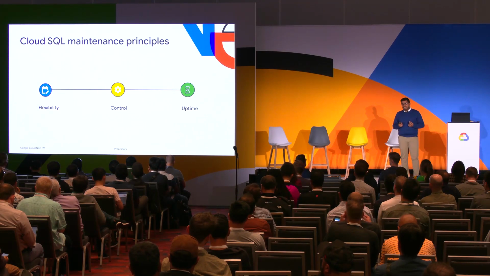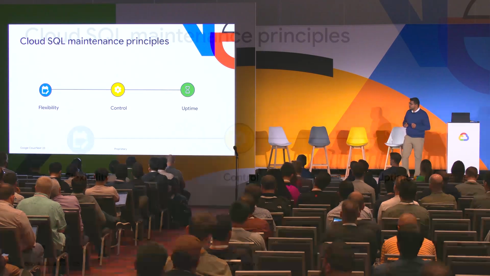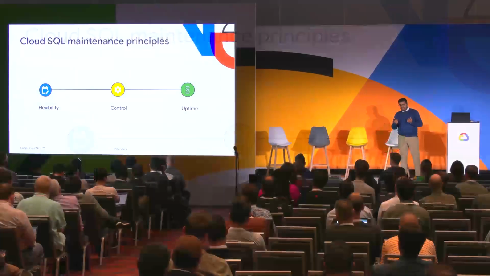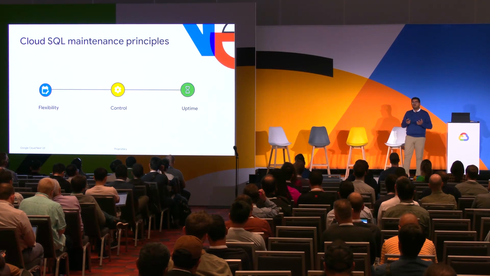Our maintenance experience is essentially guided by 3 different principles. The first is flexibility. Flexibility is essentially giving you the surface area that you can tweak to make sure that the maintenance happens at a time that is most convenient for your application. The second one is control, which is essentially you saying that while the automatic maintenance experience is great and it works for most of my fleet, for some of my applications, I actually need even more control. And then you have the uptime, which essentially focuses on just reducing the maintenance downtime as much as possible.